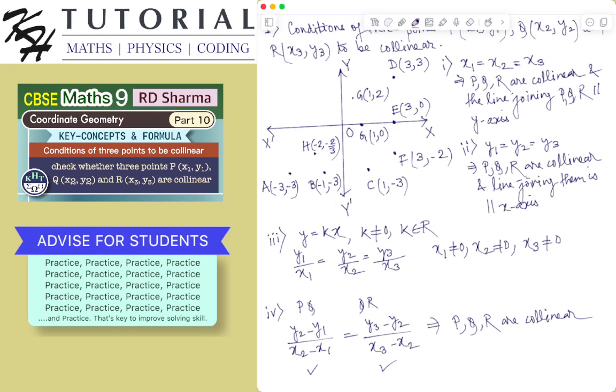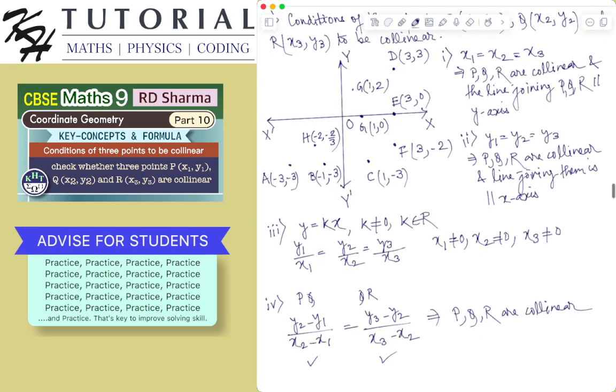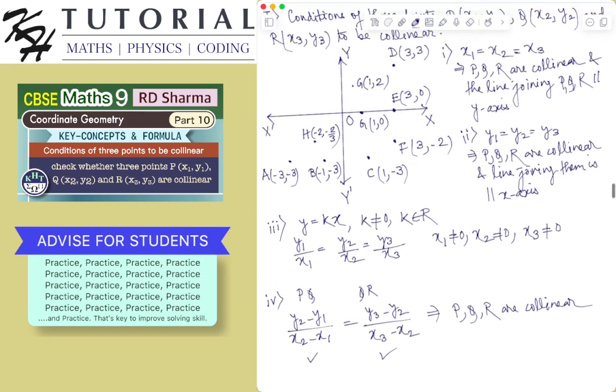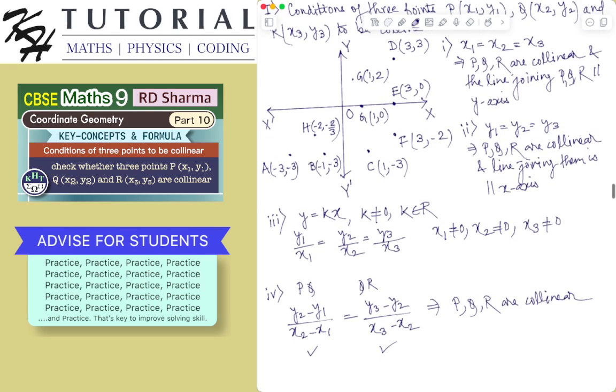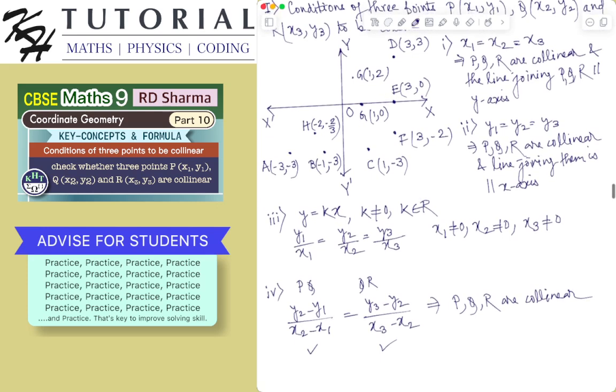But here also, what if x1 is equal to x2? Then it will be a problem, because x2 minus x1 will become 0, and division by 0 is not allowed. So you check case 4 only when you see that x2 minus x1 and x3 minus x2 are not equal to 0.